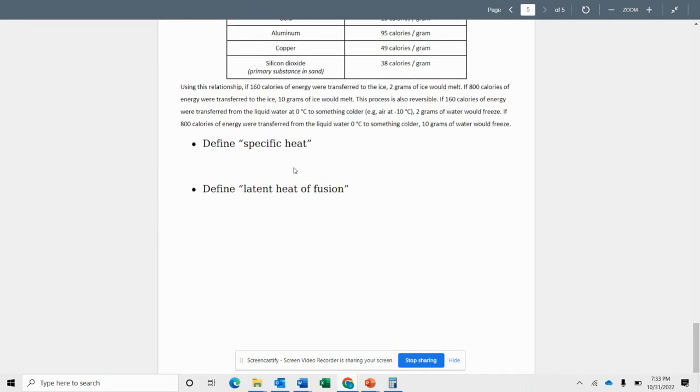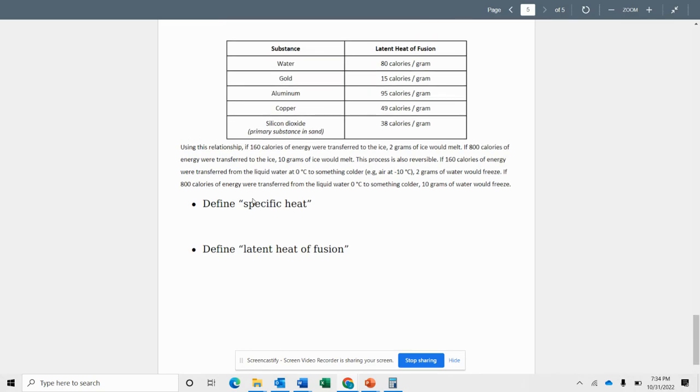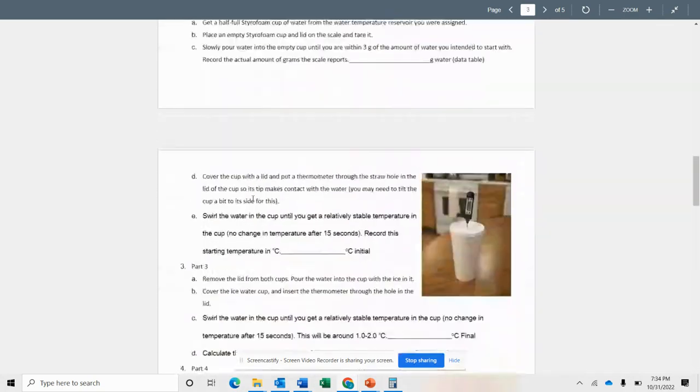What I really had you do then was just define both of those terms, which we've already talked about. Specific heat is how much energy it takes to move 1 gram of something up 1 degree Celsius. And the latent heat of fusion is how much energy it takes to melt 1 gram of a substance. So those were really the big parts.